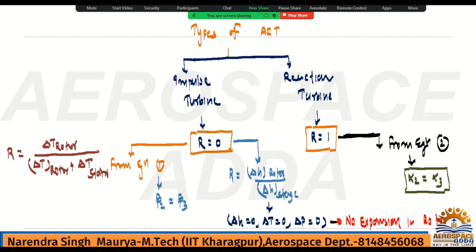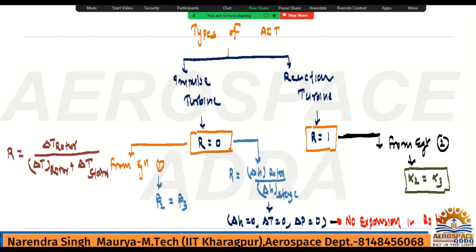In compressor it was rise of enthalpy, rise of temperature, rise of pressure. In case of turbine it is the drop of temperature, drop of enthalpy, drop of static pressure. Okay, but the meaning will be the same. Only in case of compressor it is rise, in case of turbine it is fall or drop.